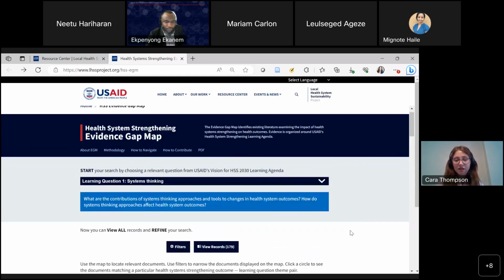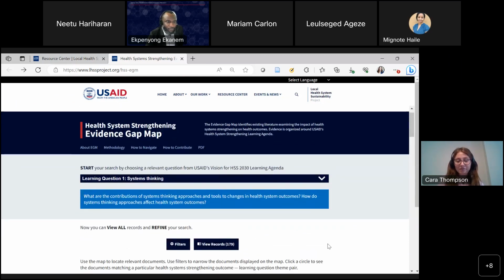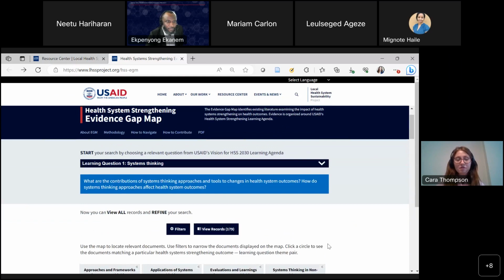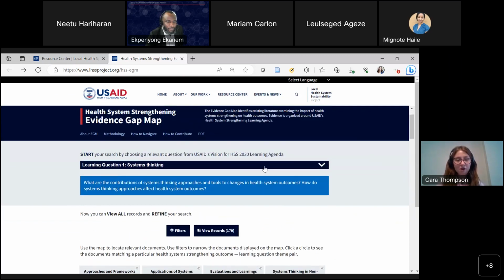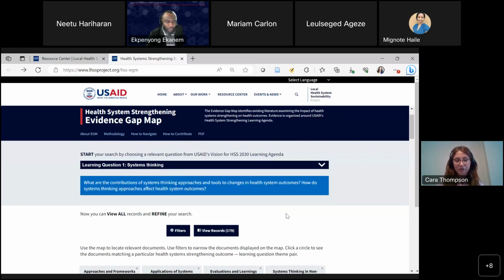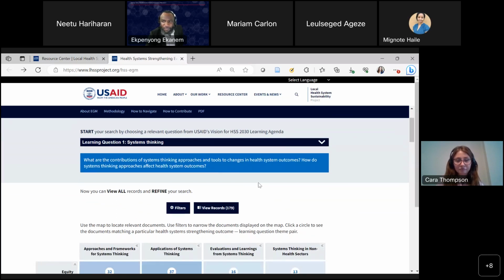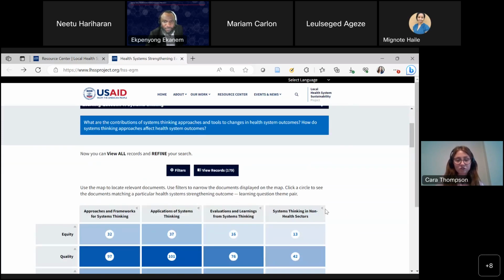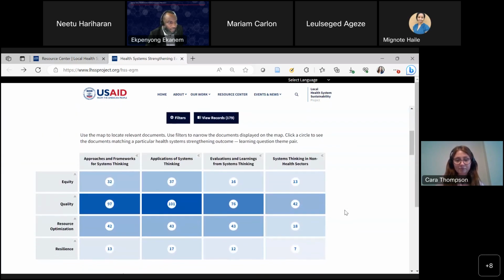So starting at the top of how to actually navigate and use our gap map, the first thing you'll want to do is at the very top of the screen, select one of our 6 learning questions. We previously only had 4 live, and now we're happy to share we have all 6, so you're welcome to explore those. And for the sake of this demo, I'll just select learning question 1 on systems thinking. So you'll see that this blue box below will list the full learning question, and if you scroll down just a bit, you'll see the full gap map.